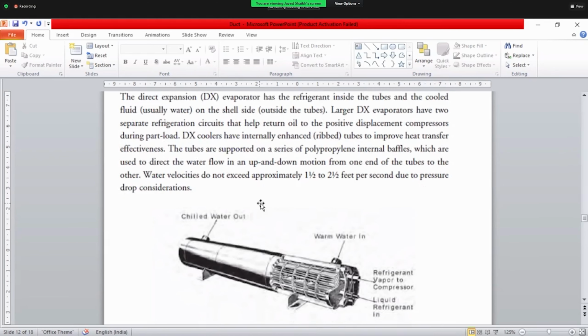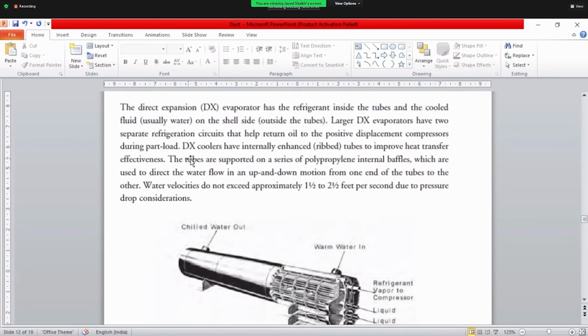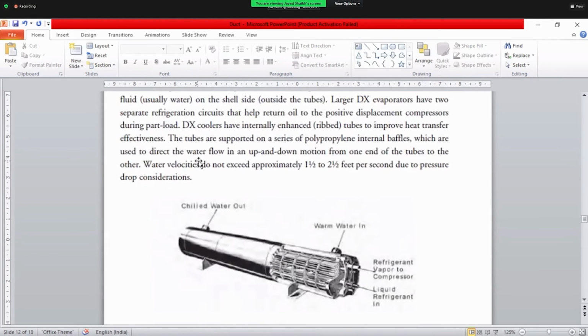So this is a DX system expansion. How does it work? Warm water flows through here, and the chilled water goes out from here. We put the water in the shell, and in the tubes we put the refrigerant. Here you can see liquid refrigerant in, refrigerant vapor to the compressor. So this is how it works. In the tube there is refrigerant, and in the shell there is water.